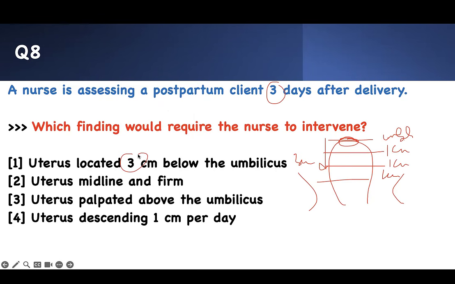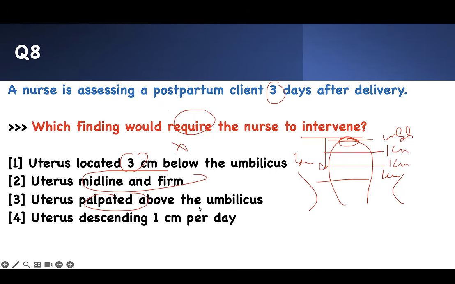Uterus is located 3 centimeters below the umbilicus. You don't need to intervene. Uterus is firm and midline. You don't need to intervene. We want it to be contracted and in the middle. If it's boggy and it displaces, we have a problem.